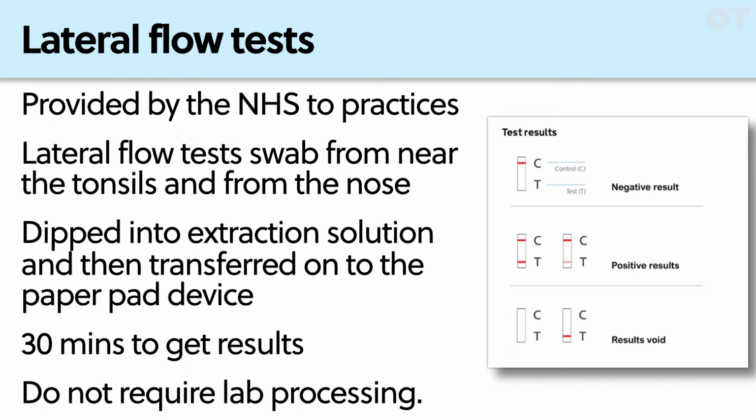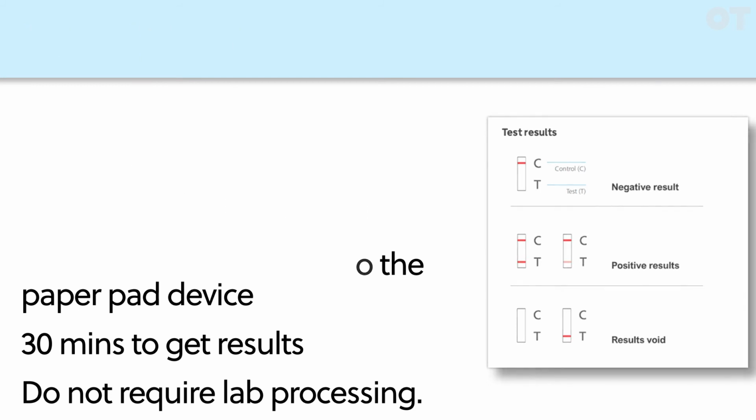And then that swab is dipped into an extraction solution and transferred onto the paper pad device that looks a little like a pregnancy test device. And then we get the results quite quickly. It's about 30 minutes to get the results. They don't require any lab processing, but they do have limitations.